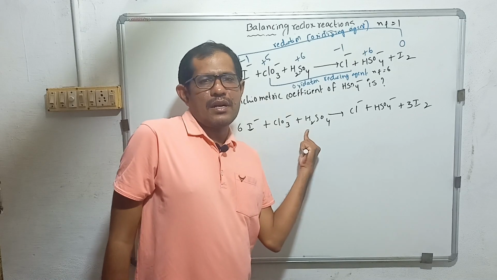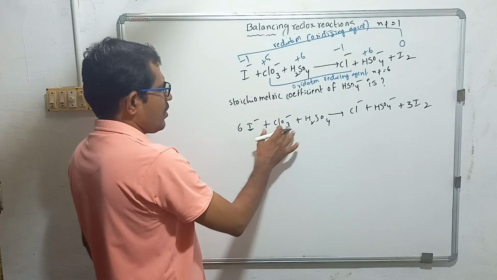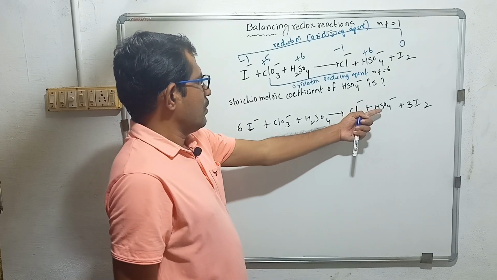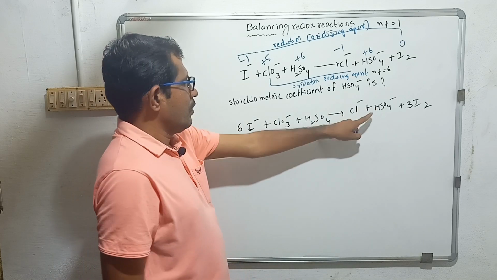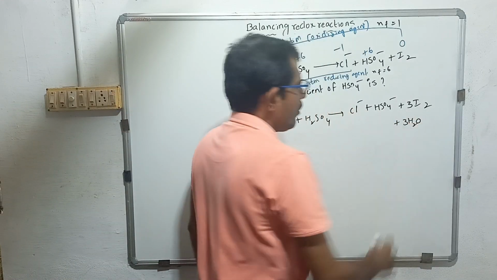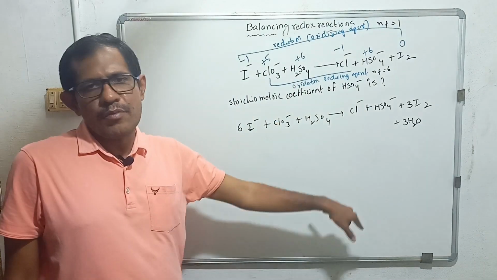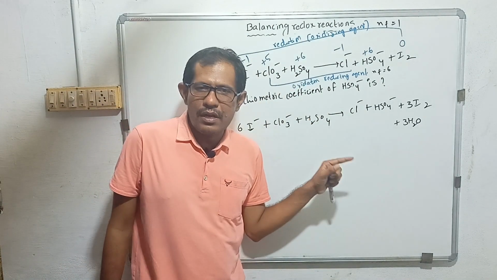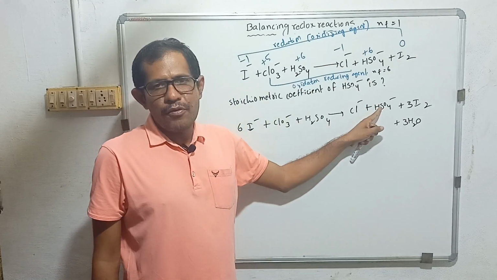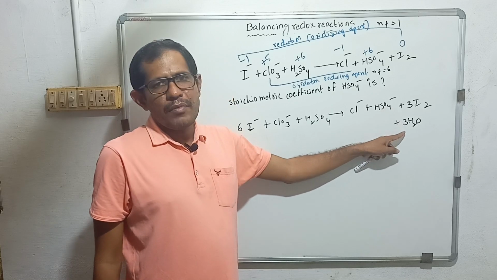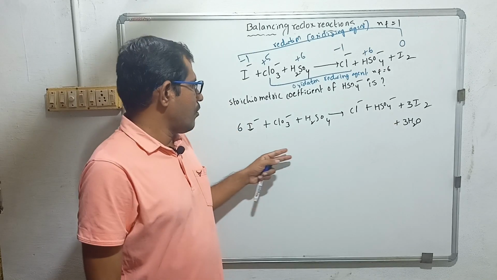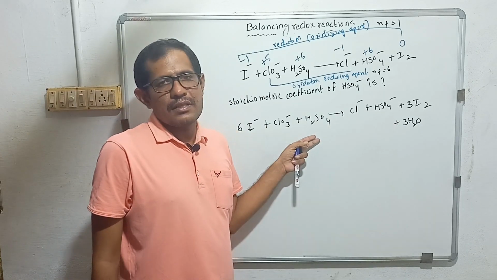Next we need to balance the oxygen atoms. How many oxygens are there here? 7 oxygens are there. There we have only 4 oxygens. So I will put 3H2O. Always we need to balance the oxygen atoms by adding water molecules. Here there are 7, but there are only 4. By adding the 3 water molecules, the oxygens are balanced.